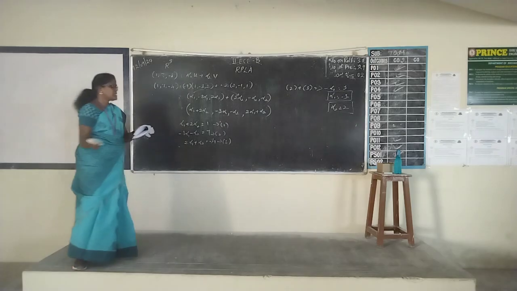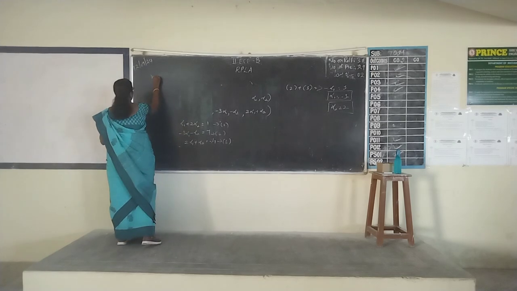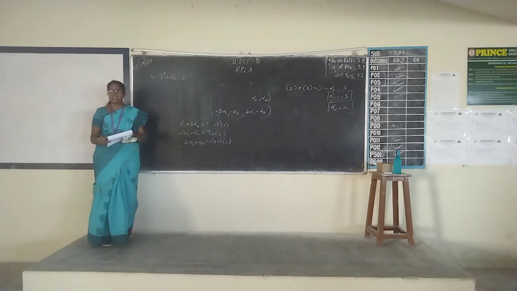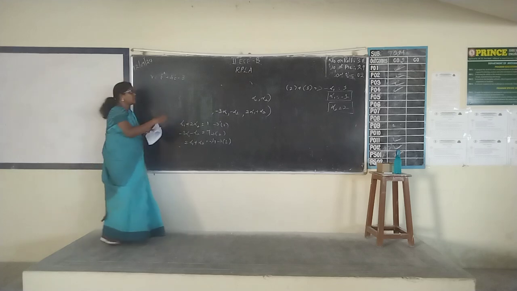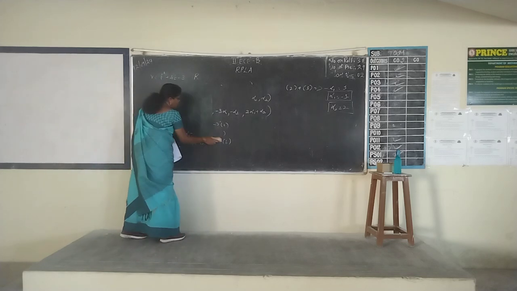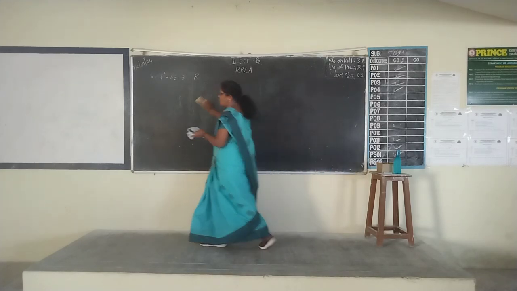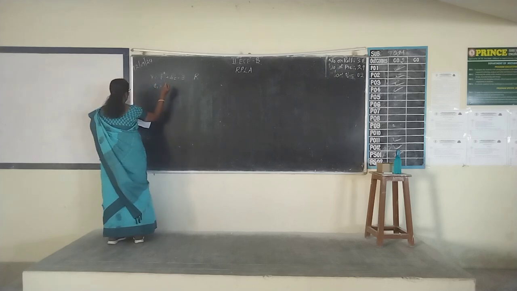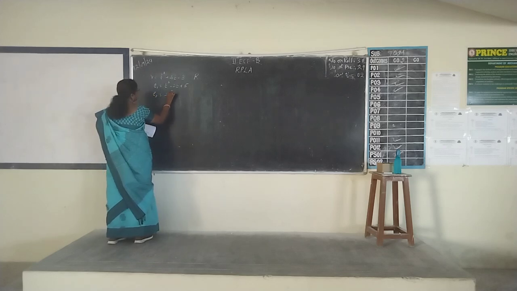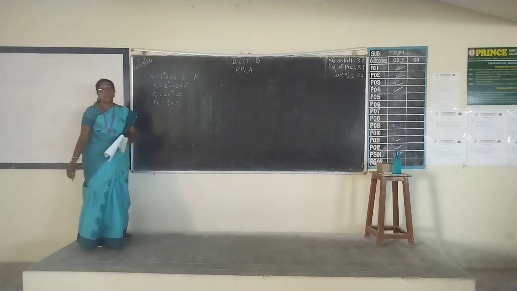Next one. Express the polynomial b equal to t square plus 4t minus 3 over R as a linear combination of the polynomials e1 equal to t square minus 2t plus 5, e2 equal to 2t square minus 3t, e3 equal to t plus 3.